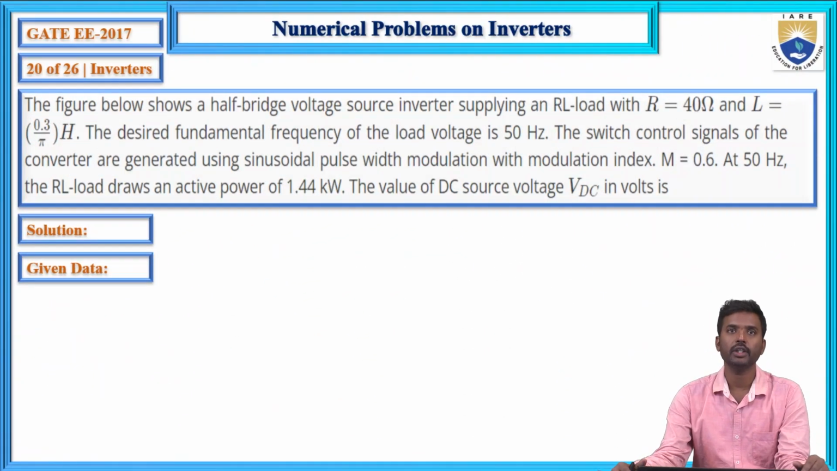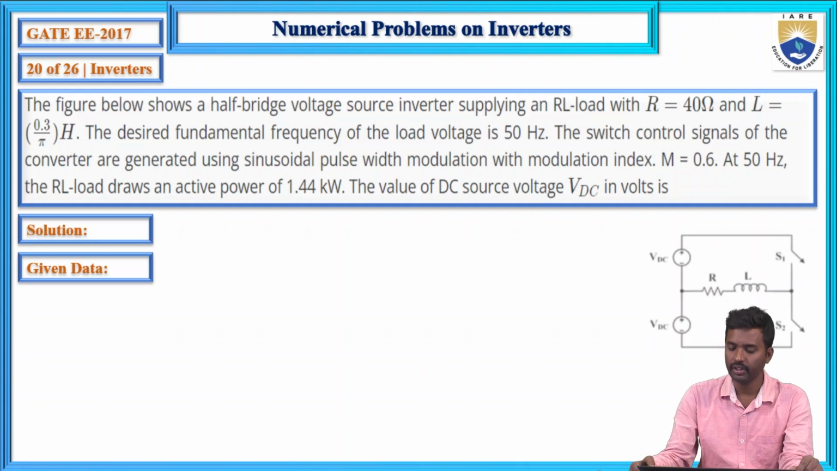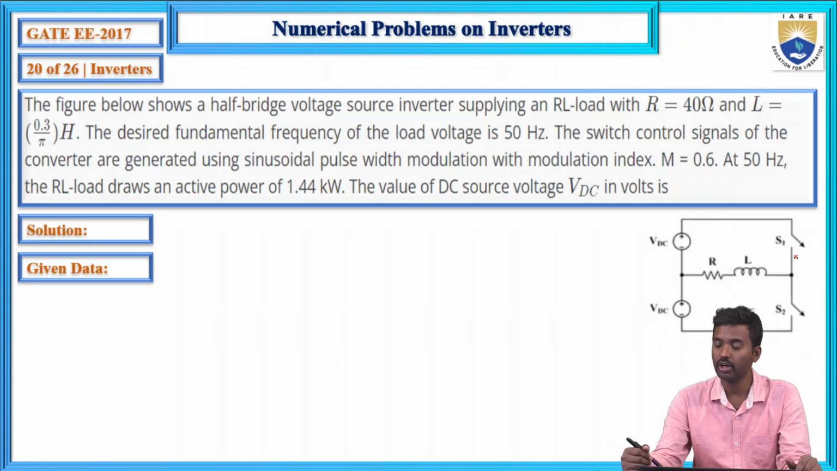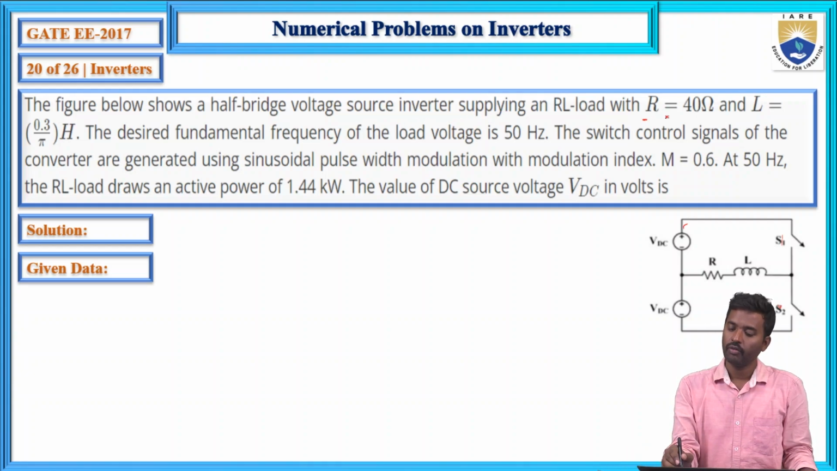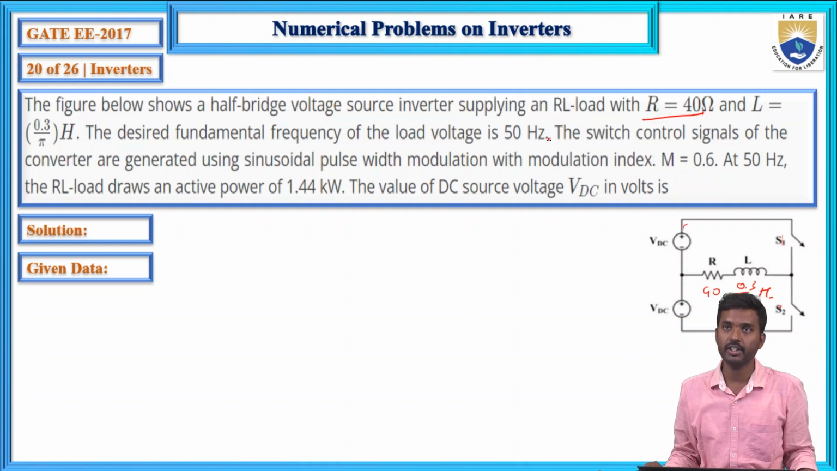20th question. In the figure, what is the figure here? A single phase bridge inverter, with S1 and S2, VDC and VDC by 2. Our bridge inverter is supplying an RL load, with R value 40 and L value 0.3 by π H, and the desired fundamental frequency of the load is 50 Hz.